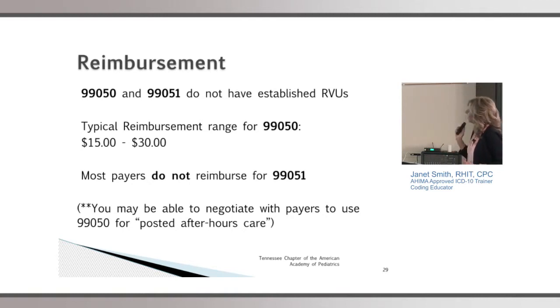So while the 50 and 51 do not have RVUs assigned to them, we do see the typical reimbursement for the 50 to be anywhere between $15 and $30. Again, we do not see most payers reimburse for the 051.